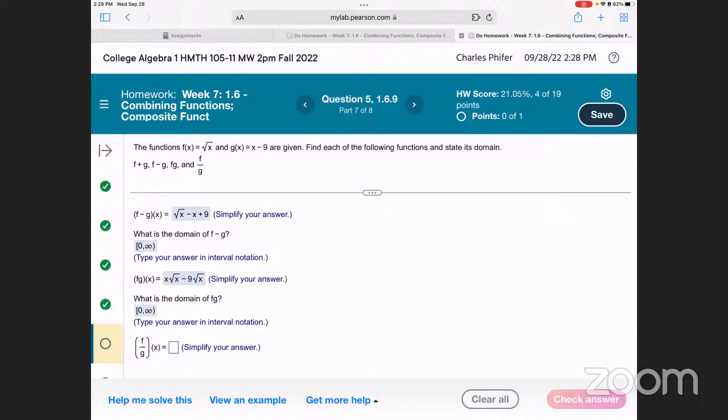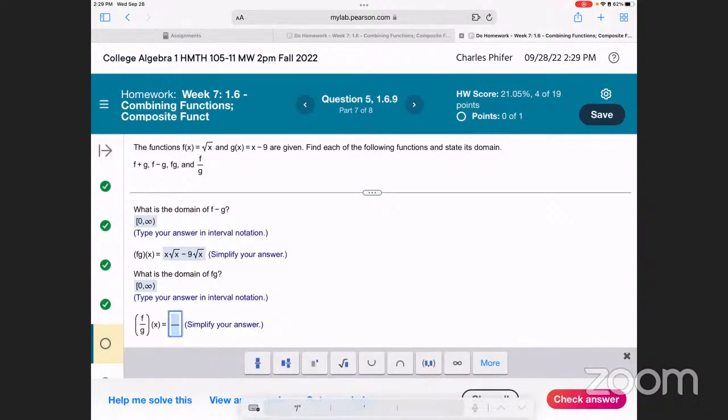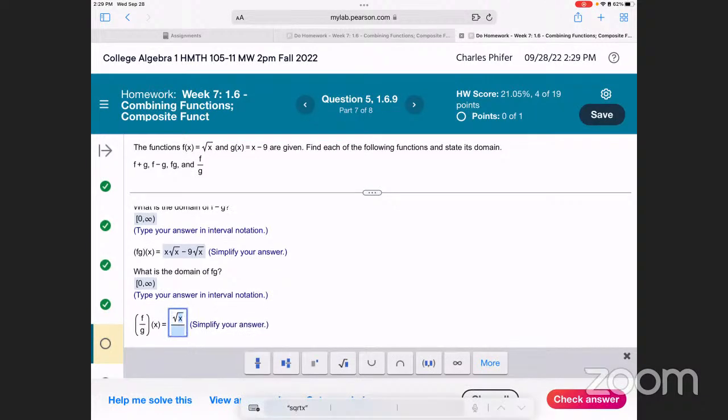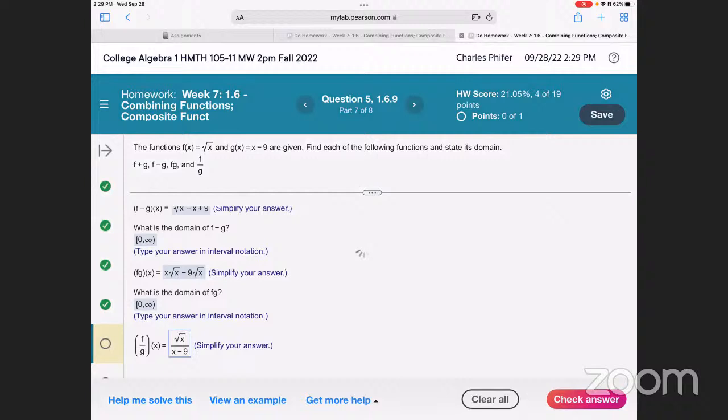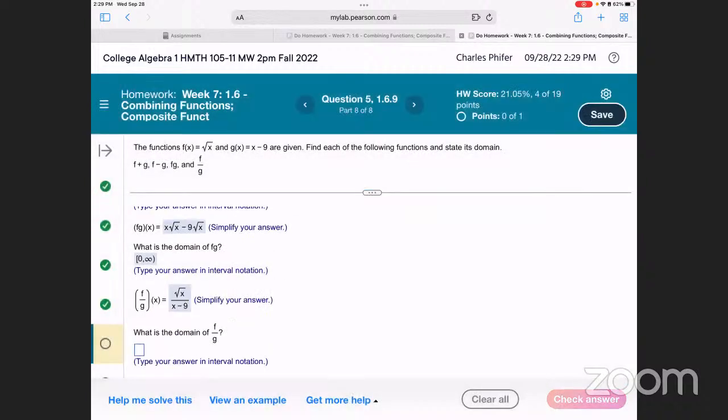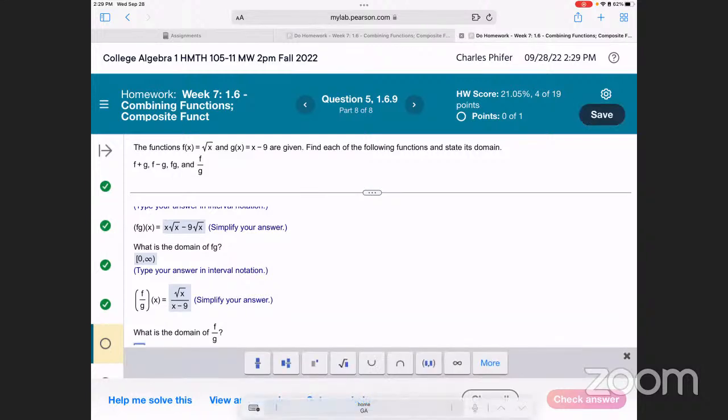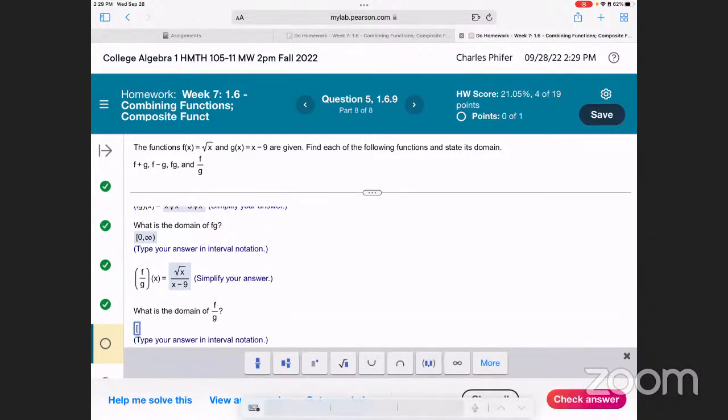F divided by G. On top, we have square root of x. On bottom, x minus 9. Domain. From the top, we still can't take the square root of a negative, so x has to be greater than or equal to 0. We also need to throw out the x that makes the denominator 0, which is when x is 9. So we want all the numbers from 0 to infinity, excluding 9. So then 0 up to 9, and we're going to say union, 9 to infinity.